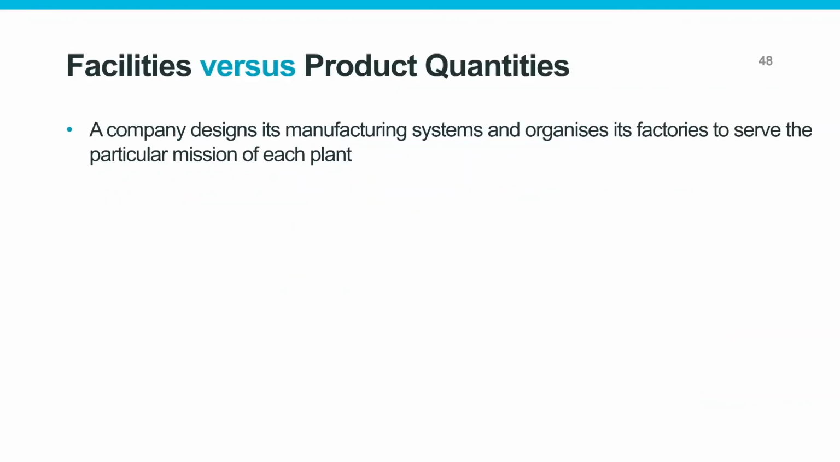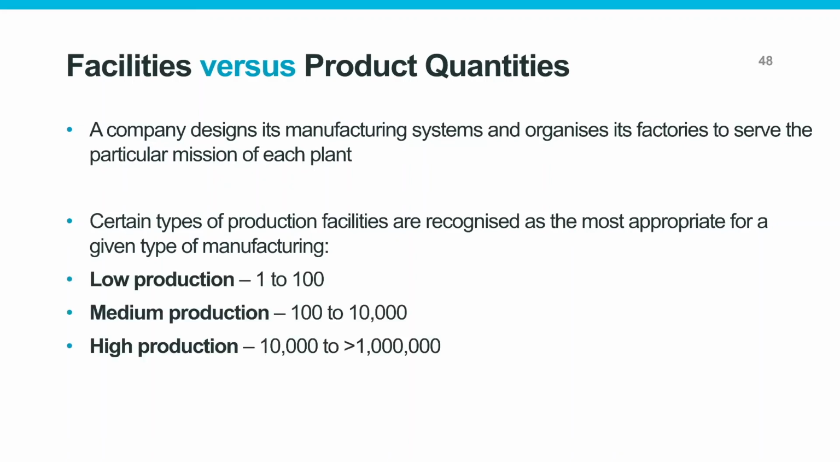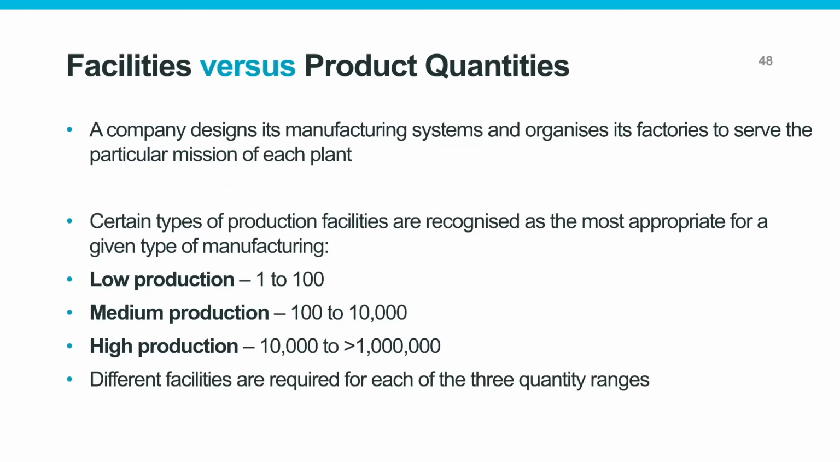But let's talk about the facilities versus product quantities. A company designs its manufacturing systems and organizes its factories to serve the particular mission of each plant. Certain types of production facilities are recognized as the most appropriate for a given type of manufacturing. If you remember, we discussed low production, which is 1 to 100 units produced annually; medium production, which refers to 100 to 10,000 units manufactured annually; and high production, whenever we have over 10,000 units, up to millions of products manufactured in a year. So different facilities are required for each of the three quantity ranges.